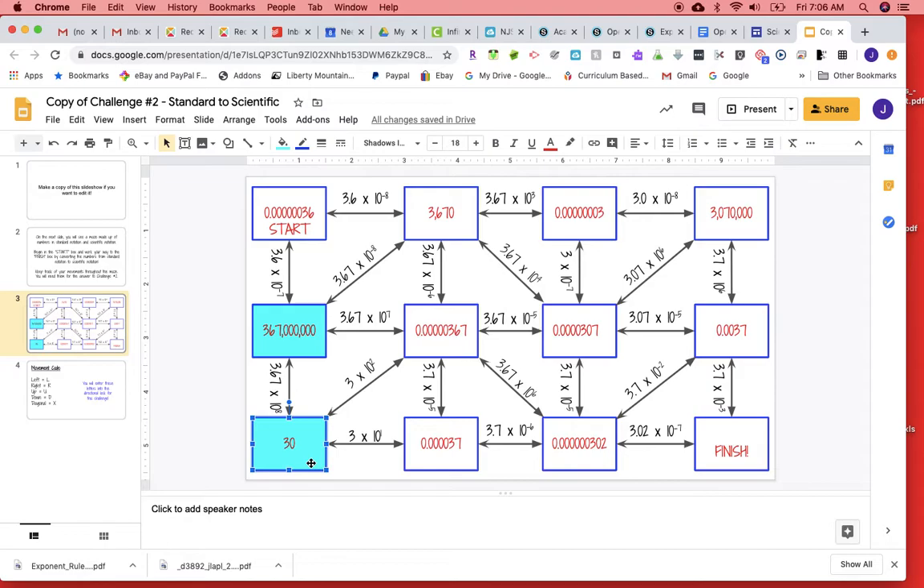So we have 30. And our choice would be 3 times 10 to the first or 3 times 10 to the second. So right now our decimal, when we don't see it, is at the very end. We need to move it one place to the left. So that means, and it's a bigger number, so it's going to be 3 times 10 to the first power. So we're going to go to the right.